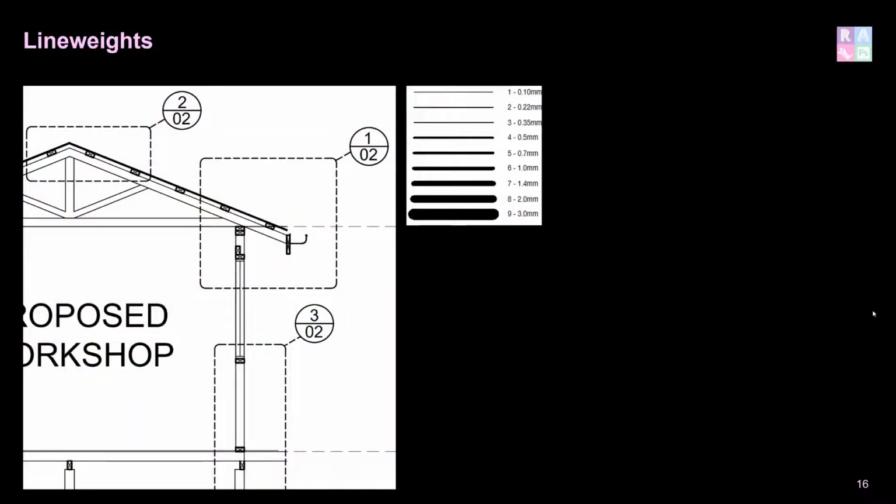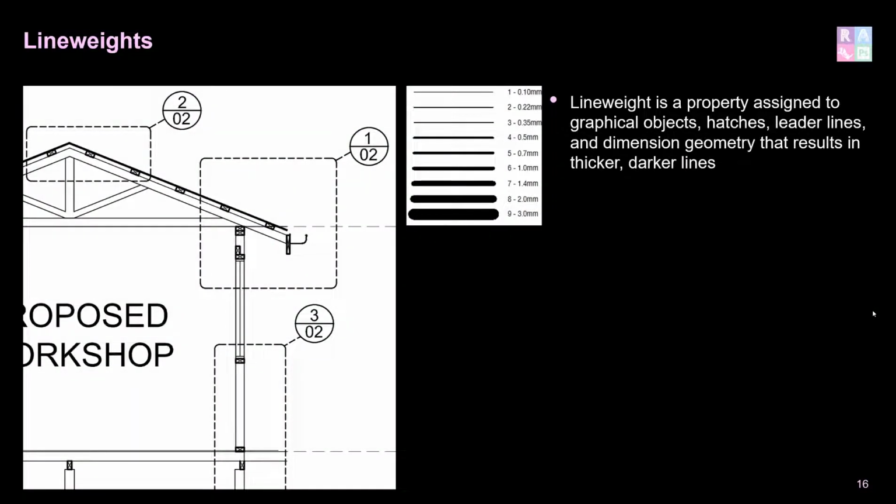So some of the key concepts to really get your head around in AutoCAD. The first one is line weights, and line weights is a property that's assigned to a graphical object, hatch, leader, or dimension that results in thicker or darker lines. And the line weights are really there to improve the legibility of a drawing. You can see this little excerpt of a section. The timber section, the studs are cut at a thicker line weight than anything in projection, which then really make the drawings pop.